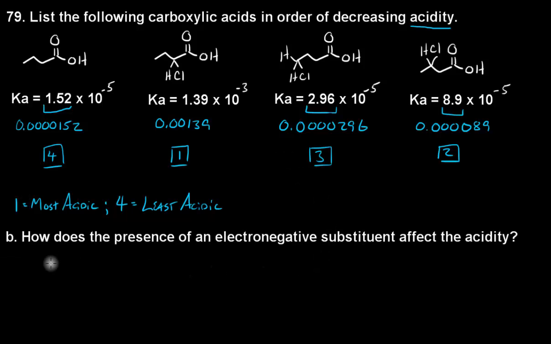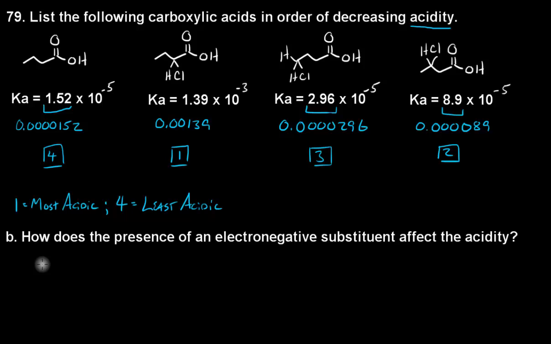Okay, so part B. Part B is interesting because it's asking us, how does the presence of the electronegative substituent affect the acidity? This is actually a pretty simple question because we have three molecules with an electronegative substituent and one without. So this is a pretty easy question.